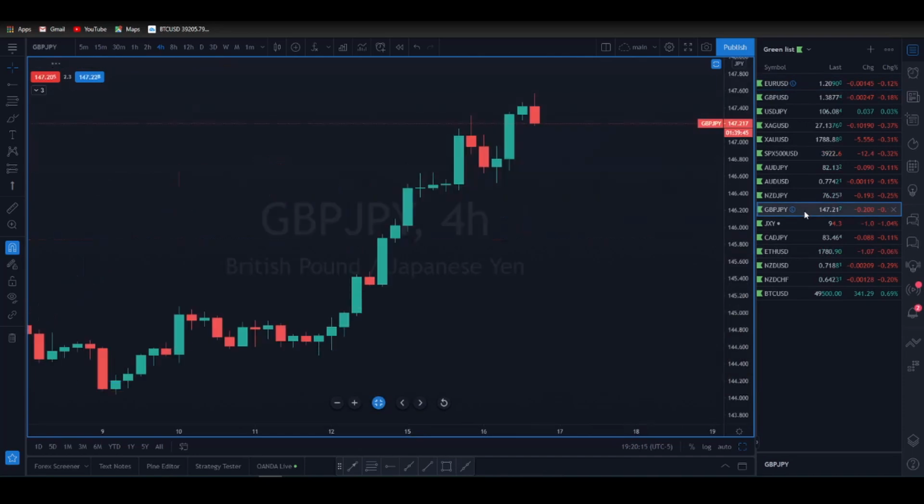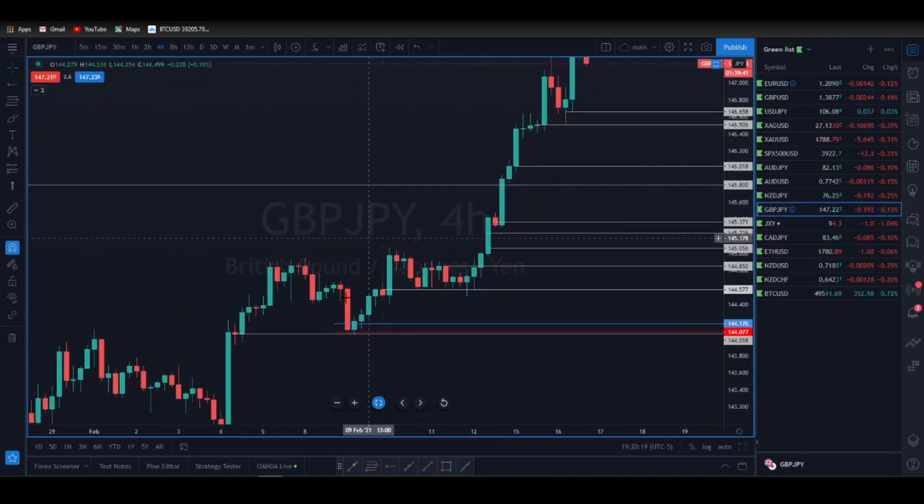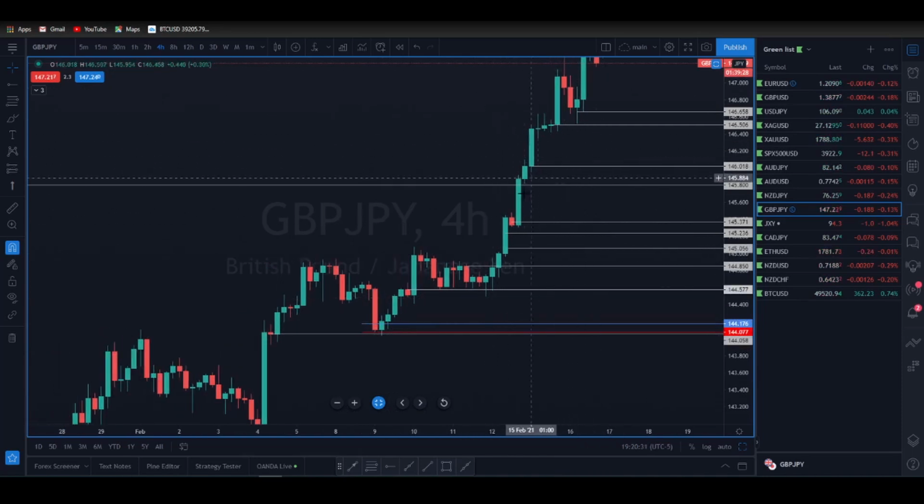All right, next, the pound yen. Now, the pound yen has been working out beautifully for me. I'm obviously still long this thing. That's my entry, 144.176, and the red line is my current stop at 144.077. All right, now I have a whole lot of lines on this chart.